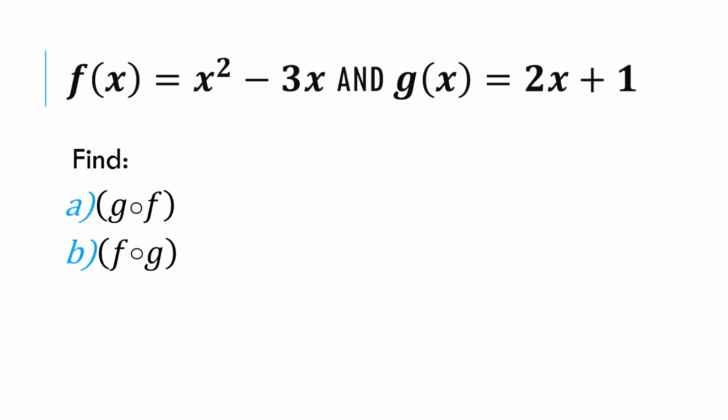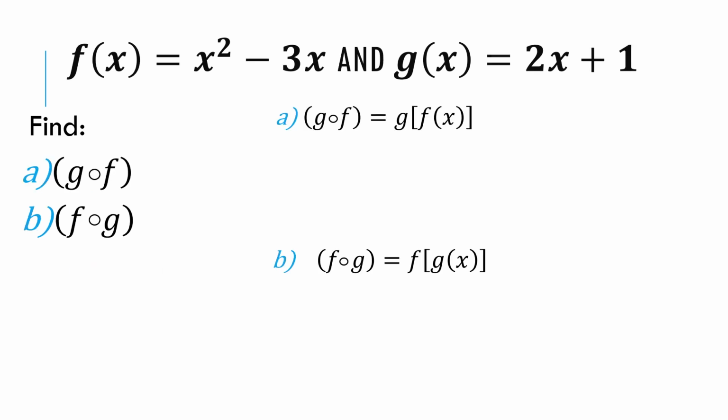For more examples, let's have f of x equals x squared minus 3x and g of x equals 2x plus 1. Letter A, find g circle f, and letter B, find f circle g. Now let's evaluate this. Letter A, g circle f. G circle f is just equal to g of f of x. And dito naman sa letter B, f circle g is just equal to f of g of x. So let's start with letter A. G of f of x.